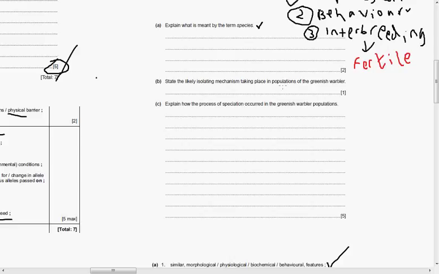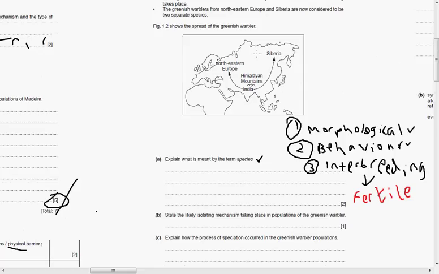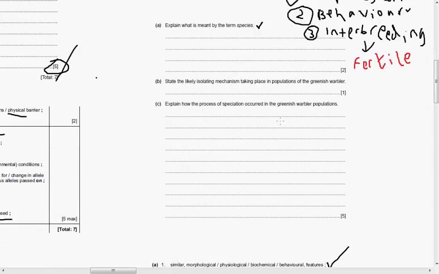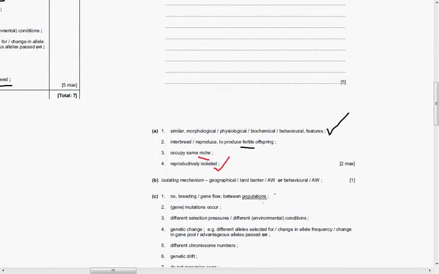And so the next question: state the likely isolating mechanism that takes place in the population of the greenish warbler. Now come on, this is the same thing as this one. There's this sort of geographical isolation between Siberia, India, and Northern Europe. You see, there is this isolation over here, and this is the isolation which makes the birds different in these three regions, right? So it's a geographical isolation, right?